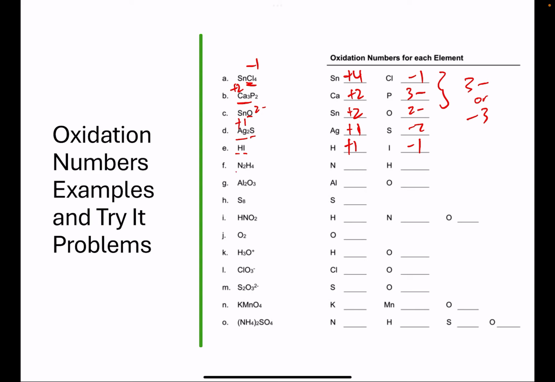N2H4, so it's bonded to a non-metal, so hydrogen is going to be +1. So then you have 4 times +1, so you have 4 plus, and you have 2 nitrogen, so each of them will take -2. Right? Yes. So this is a good case to look at.